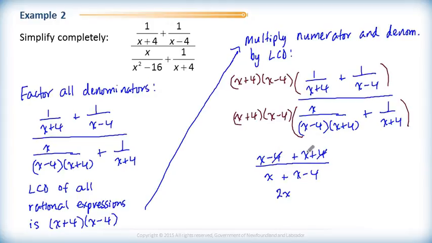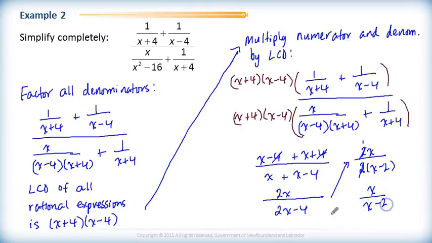So in the top here, the minus 4 and the plus 4 would cancel each other out and we have x plus x is 2x over 2x minus 4. We do have one little bit of simplification we can do there. We have 2x over 2 outside of x minus 2. So the 2 can divide into this 2 to get 1. We are left with x over x minus 2.